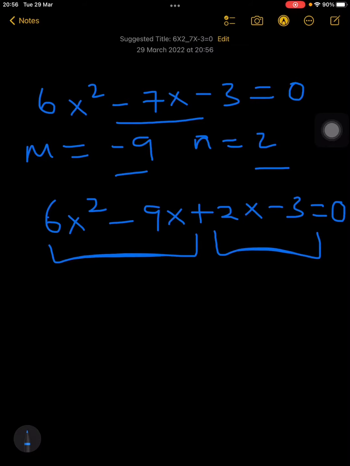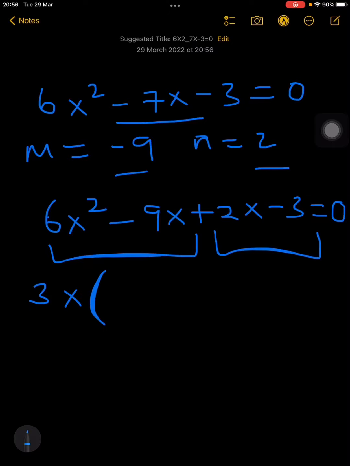From the first two, where we have this small equation, we have 6x squared minus 9x. You ask yourself, what is common between the two? What can you factor out, and then put into brackets, then the rest inside the brackets. So what is common between these two? What is common is 3x.